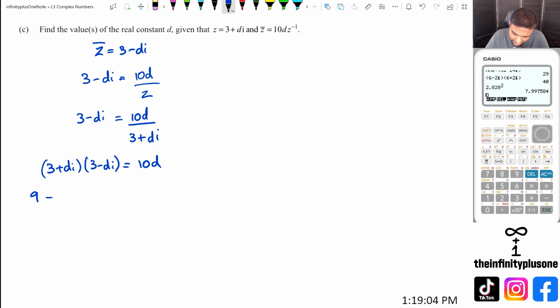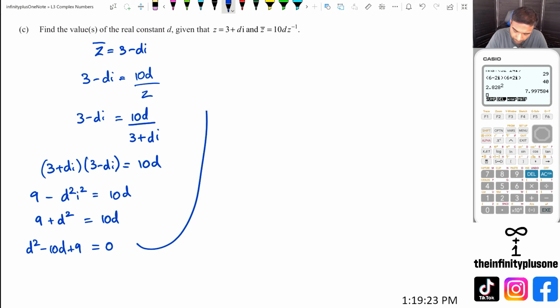So I'm going to get 9 minus d squared i squared is equal to 10d. So I'm going to get 9, minus i squared becomes -1, plus d squared is 10d. So I'm going to get d squared minus 10d plus 9 equals 0. And that's going to be d minus 9, d minus 1 equals 0. Therefore, d is equal to 9 or positive 1.